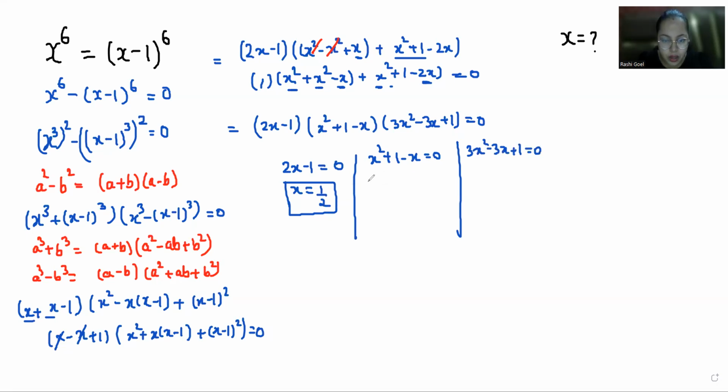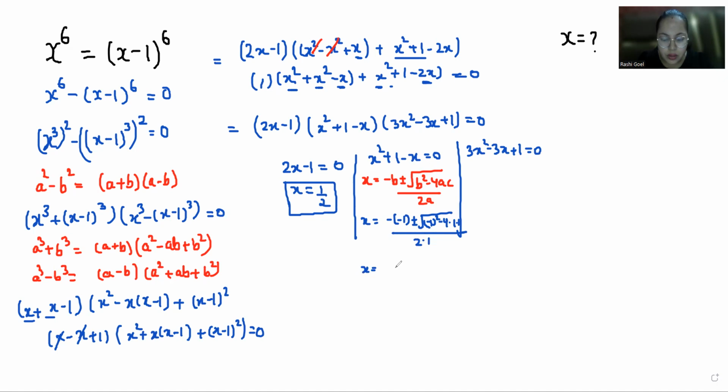Here we are going to use the quadratic formula, that is x is equal to negative b plus minus under root b square minus 4ac by 2a. So let's put the values. x is equal to negative b, which is negative of negative 1, plus minus under root (negative 1) square minus 4 times 1 times 1, by 2 times 1.